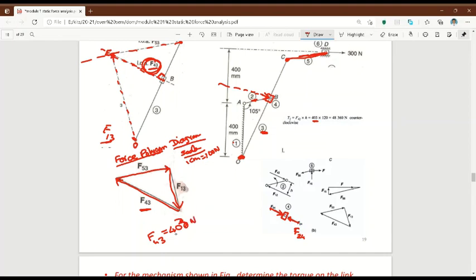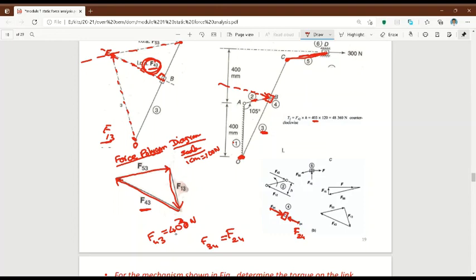Okay, 403 Newton. So if F43 is 403 Newton, what about F34? Same value only. So F34 also 403 Newton, and on the piston only two forces are there, F34 and F24. So F34 will be equal to F24. They are equal and opposite.